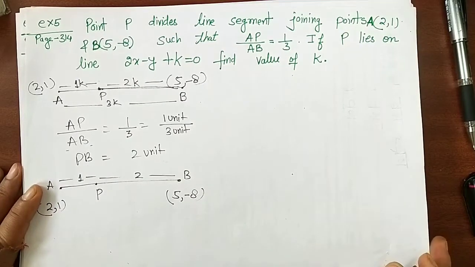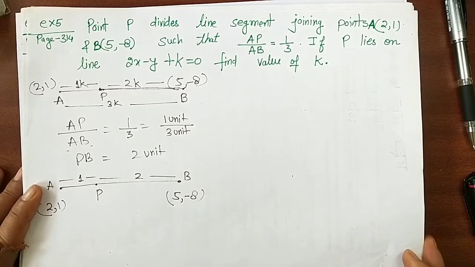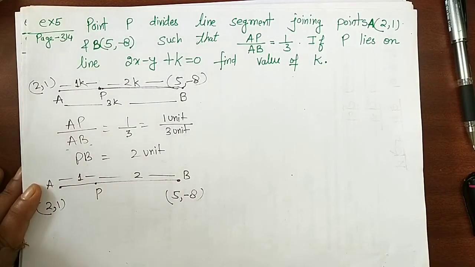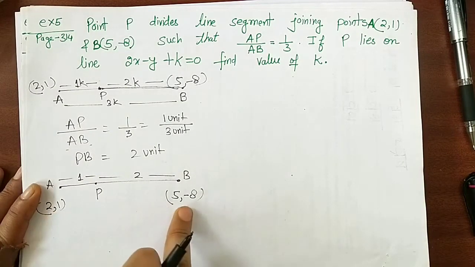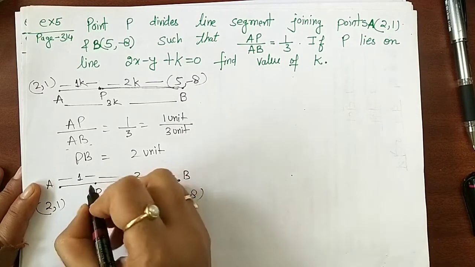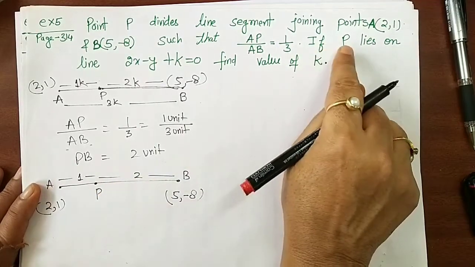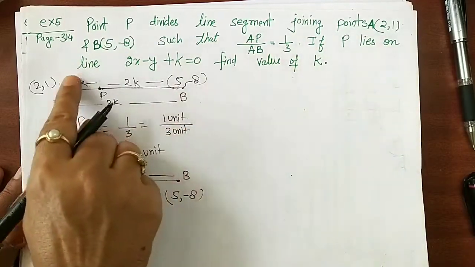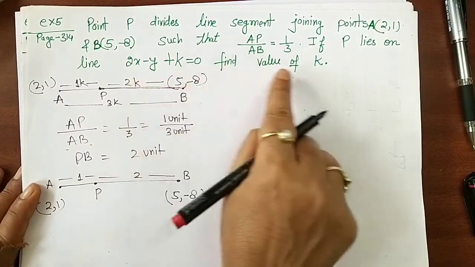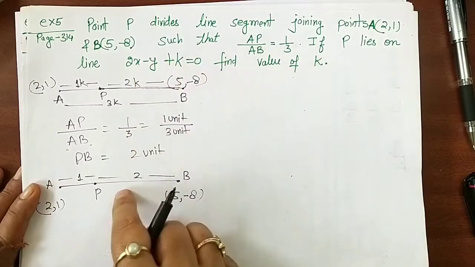Before starting the solution, guys, always make sure the question that you have copied is correct. The 2 comma 1 and 5 comma 8, correct. Now I have to find out this point. And they are saying P is lying on this line. Find the value of K. So to find the value of K, I must know at least P first, right?